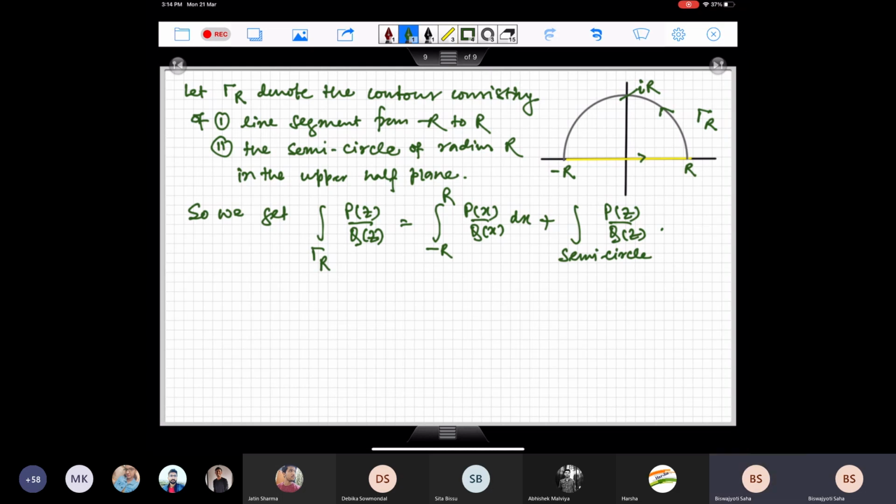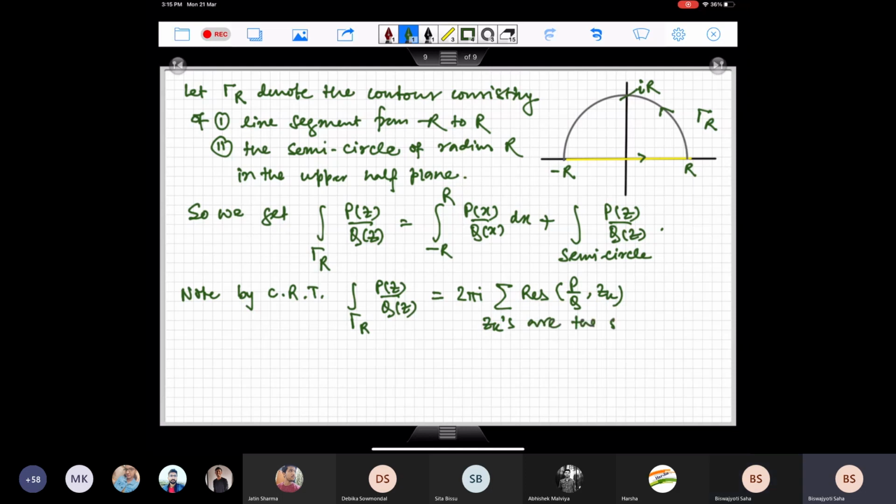Okay. So this integral, note, by the Cauchy residue theorem, the integral over gamma r of Pz upon Qz is equal to 2 pi i times the summation of the residue of P by Q at the point zk, where the zk's are the singularities of P by Q inside gamma r. All of you agree to this?